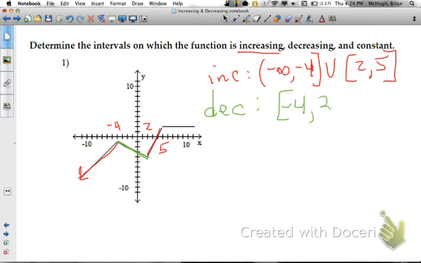x equals 2. Notice we're not even really looking at the y coordinates at all, we're just looking at the x coordinates and picking where the graph goes up and to the right, down to the right, and then this one actually has a portion that's totally horizontal, just flat going to the right. And if we consider that continuing off the edge of the screen, we can say that the constant portion of this graph starts at 5 and goes to infinity. And now we've got our increasing, decreasing, constant. Let's try another one.